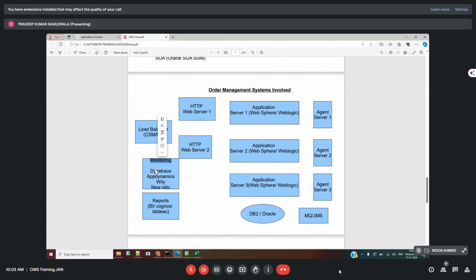And we have monitoring. Dynatrace is one system, and also AppDynamics, Wily, New Relic. These are all different applications or systems which can be integrated with our servers, and which provide us monitoring levels, like what is the memory, what is the CPU utilization, what is the depth of the queue, and different kinds of monitoring levels can be monitored using these applications. So this is just a high-level understanding of all the different systems or servers involved in an order management system.